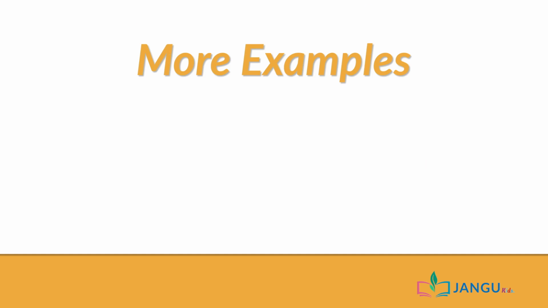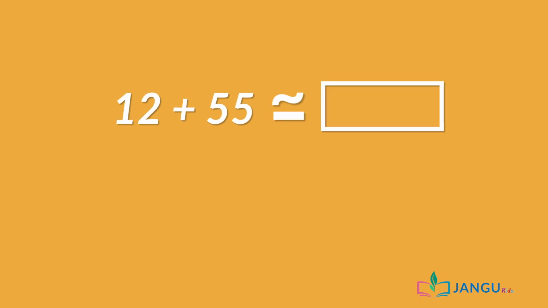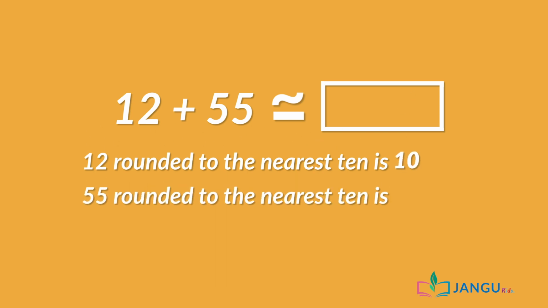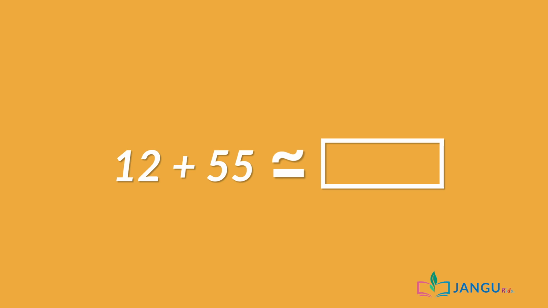Should we try some more examples? Yes! What is the estimated value of 12 plus 55? 12 rounded to the nearest 10 is 10. And 55 to the nearest 10 is 60. So 10 plus 60 is 70. Therefore, 12 plus 55 is approximately equal to 70.